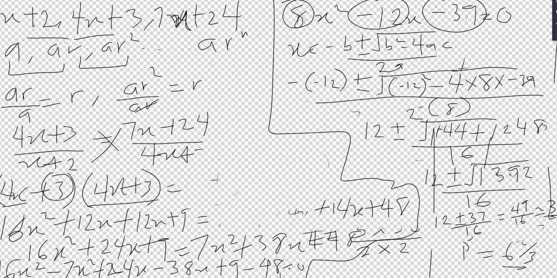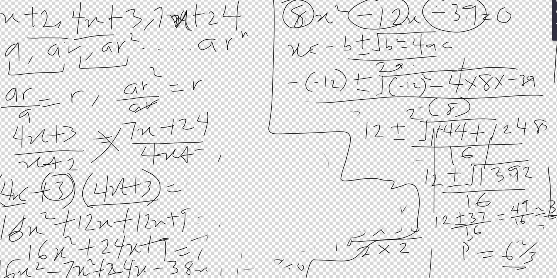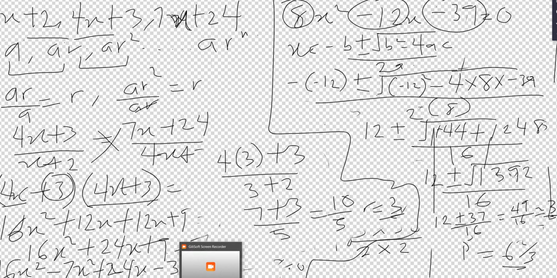So we can just go directly and put in x. Since x is equal to 3, we're going to pick one of our equations there and do the ratio. So let me pick this first one. We say 4 into bracket 3 plus 3, all over 3 plus 2. So that is 12 plus 3 all over 5, which is 15 all over 5. Then our common ratio will be 3. So that is the answer for question number 6.